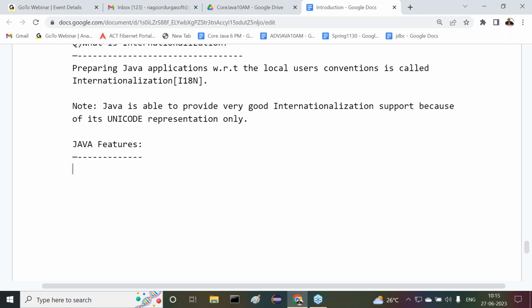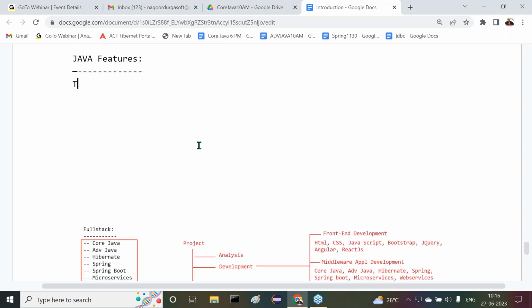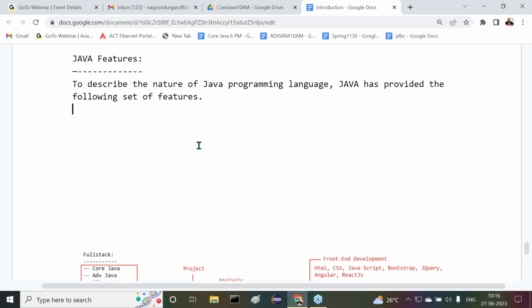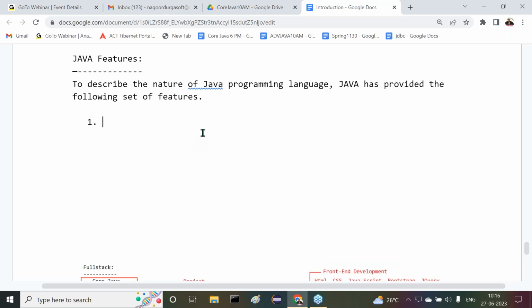Okay, fine. Now let's understand these points. To describe the nature of the Java programming language, Java has provided the following set of features. What are the various features that Java has provided here?